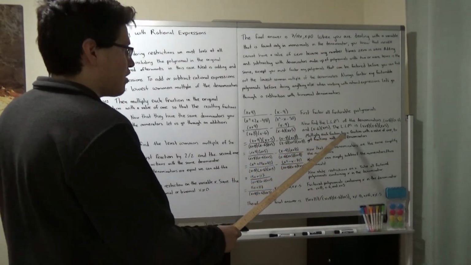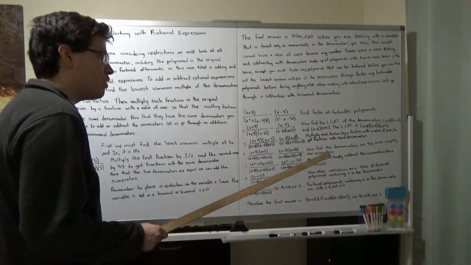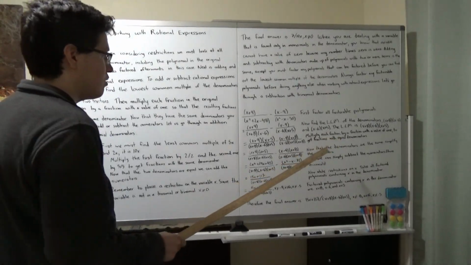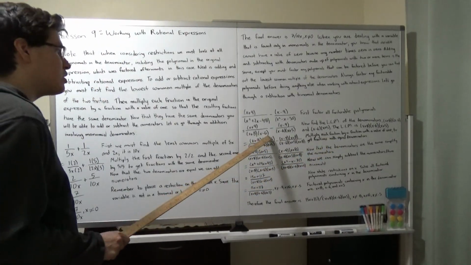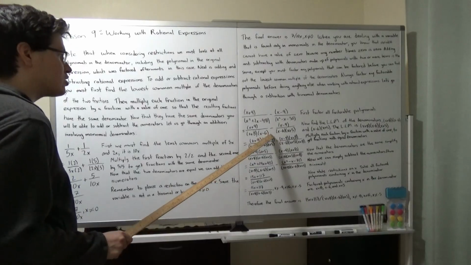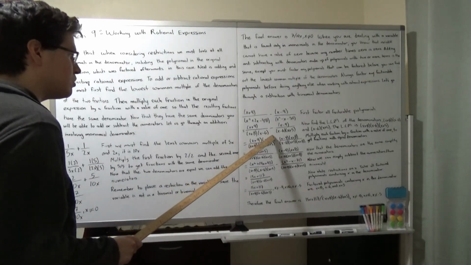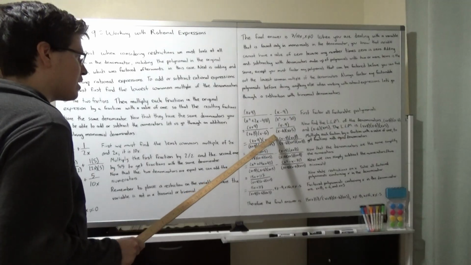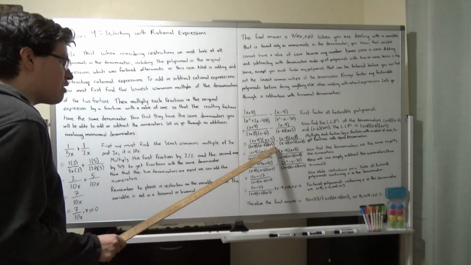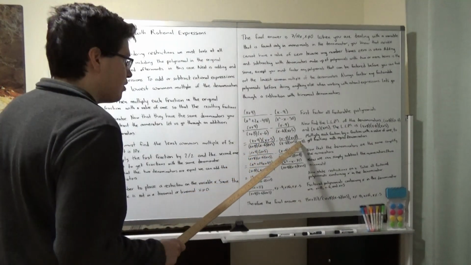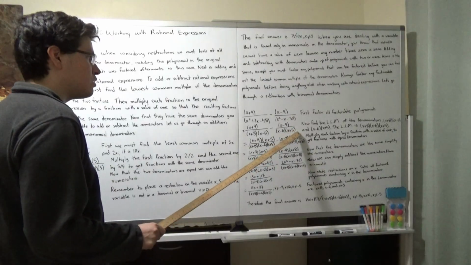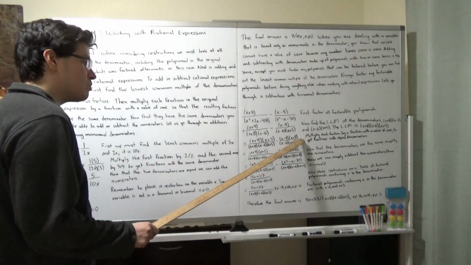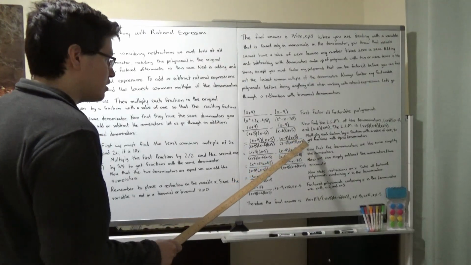Now we multiply each fraction by a fraction with a value of 1 to get fractions with equal denominators. So now we're going to multiply this with a fraction that gives us the lowest common multiple denominator. We need x plus 5 to get that, so we multiply by x plus 5 over x plus 5. Here we need x plus 8 to get the lowest common multiple denominator, so we multiply by x plus 8 over x plus 8.